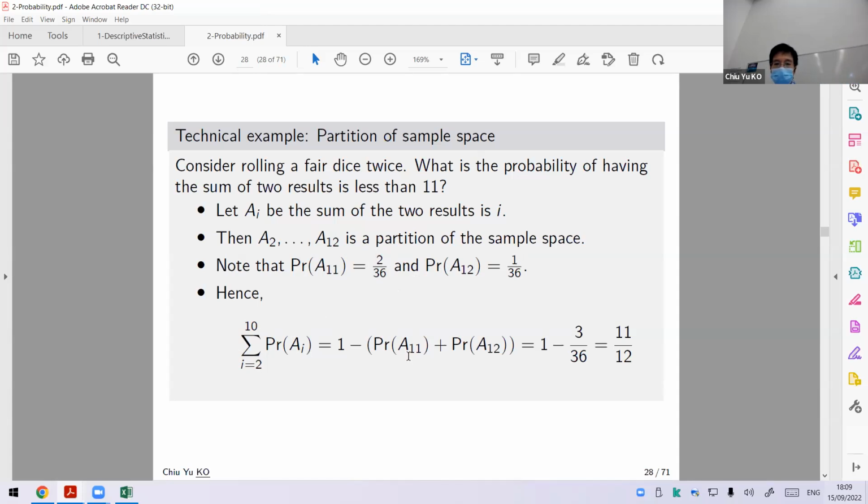The same as 1 minus 11 and 12, right? So this is the complement rule, right? And 1 minus 3 over 36 is 11 over 12. So that's how you can calculate this very fast.